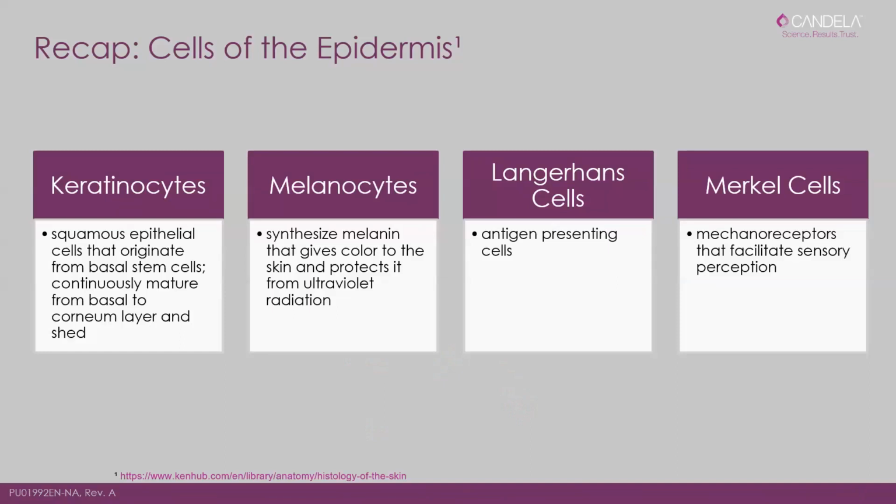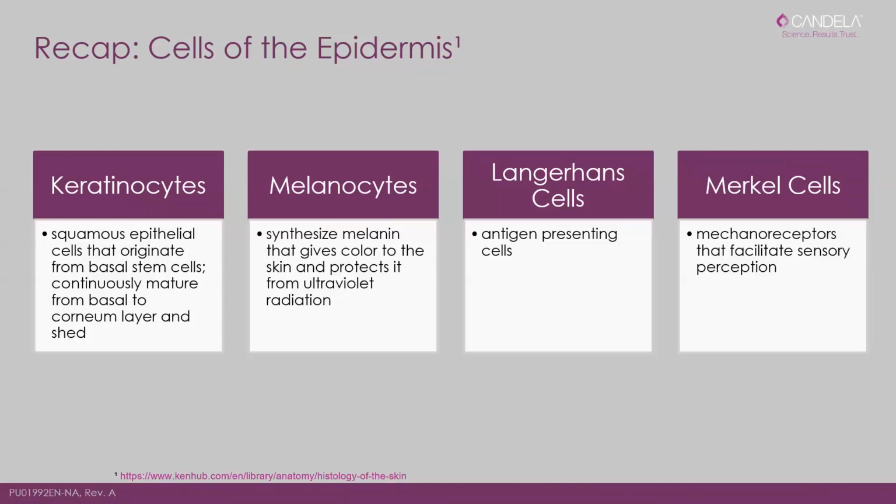Just looking very quickly at the different types of cells that we have within the epidermis, we have keratinocytes, and these basically originate from the basal stem cells, and these are the ones that are continually maturing from that basal layer up to the stratum corneum, and then eventually they shed off when they get to the stratum corneum. Melanocytes, this is where we're going to focus our attention today, and this is where the melanin is synthesized, which obviously gives us the color of our skin.